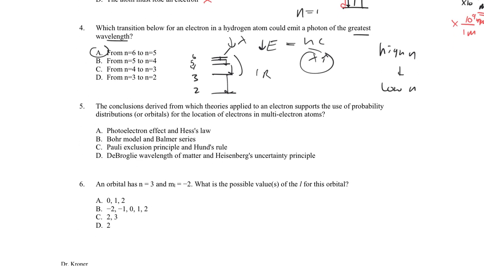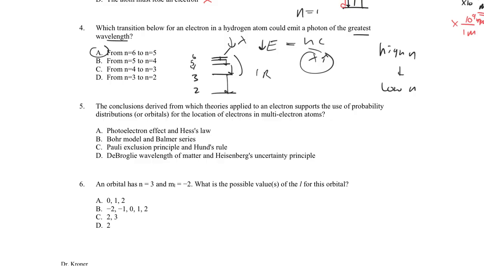The conclusions derived from which theories applied to an electron supports the use of probability distributions or orbitals for where electrons are in multi-electron atoms. So which experiments or conclusions are we making that lead us to probability distribution diagrams, i.e. orbitals for atoms? And it was the Pauli exclusion principle along with the de Broglie wavelength.